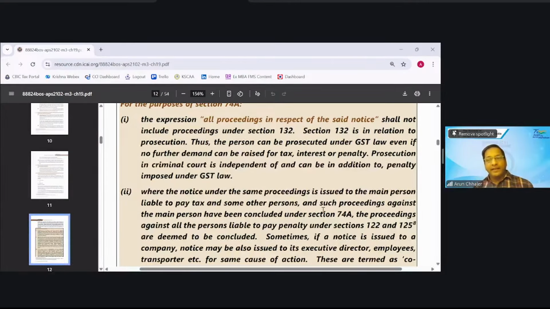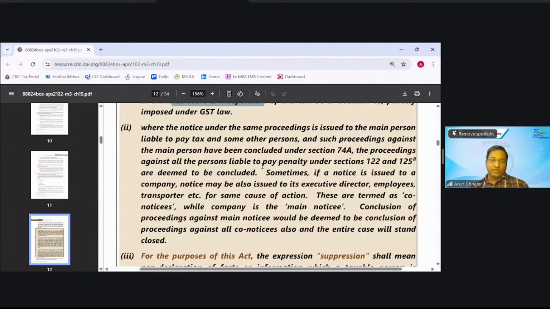Now, section 132. Thus, a person can be prosecuted under the GST law even if no further demand can be raised for the tax, interest, penalty. Prosecution is a criminal code, is independent, and it can be in addition to the penalty imposed under the GST law. That is clear. Where the notice under the same proceeding is issued to the main person liable to pay the tax and some other person, and such proceeding against the main person has been concluded in 74A, the proceeding against all the persons is deemed to be concluded, section 122, 125.